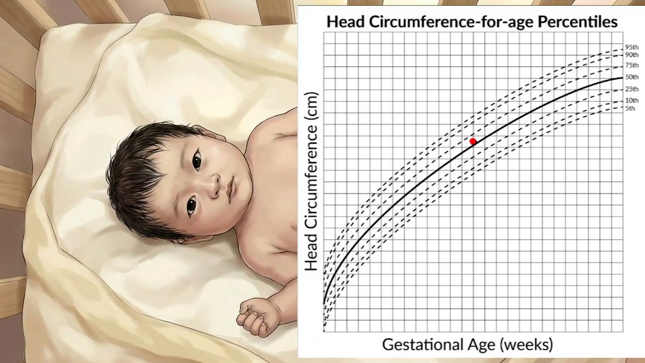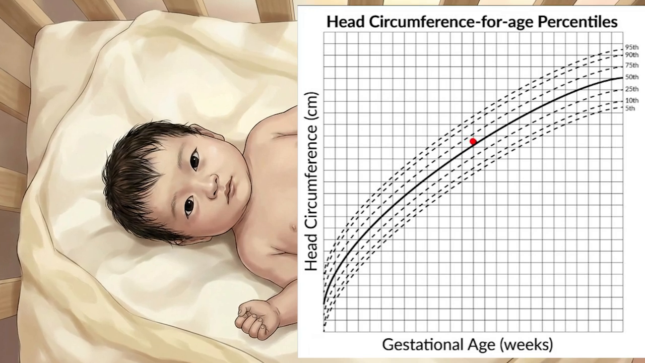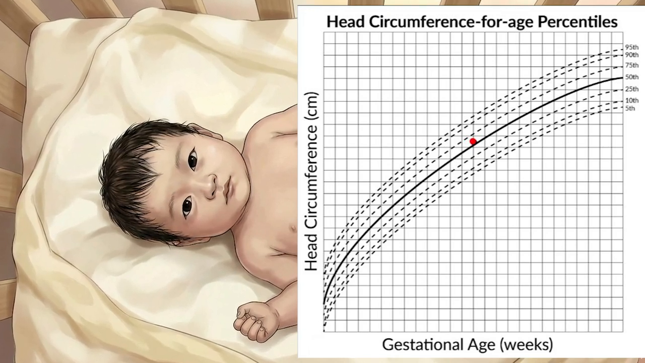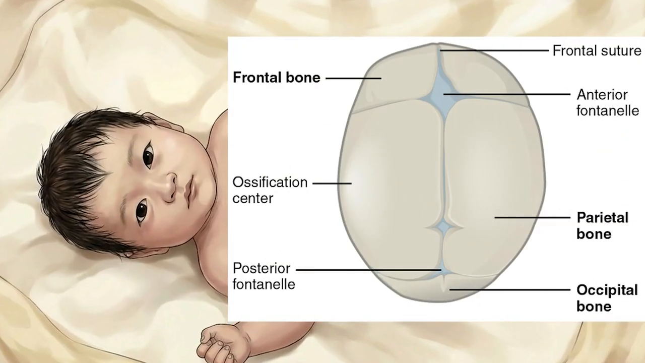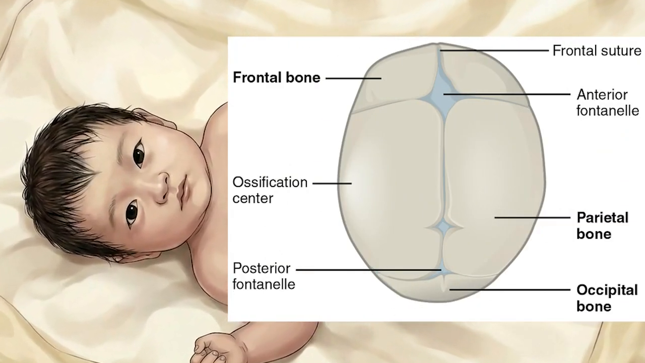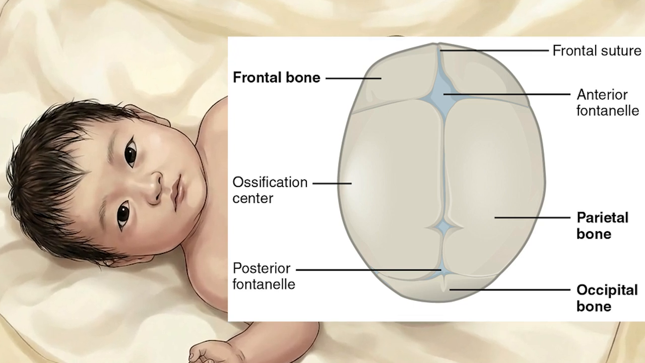Observe the shape of the skull. The newborn skull is made up of several bony plates. These plates meet along flexible cranial sutures. Identify the fontanelles. The anterior fontanelle is the larger diamond-shaped opening on the top of the head. There is also a smaller posterior fontanelle located at the back of the head.